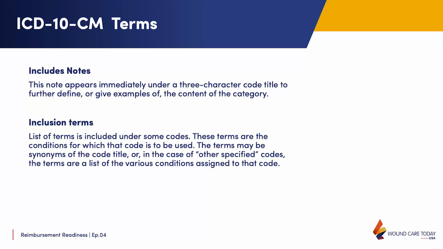You'll also see inclusion terms. So that's a list of items that are included under some codes. These terms are the conditions for which that code is to be used. The terms may be synonyms of the code title, or in the case of quote unquote other specified codes, the terms are a list of the various conditions that are assigned to that particular code. So we saw an example of that in the previous lookup tools that I gave you for diabetic ulcer.